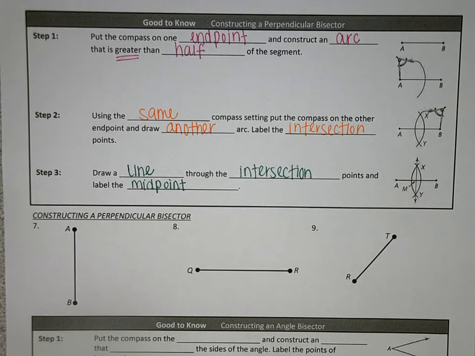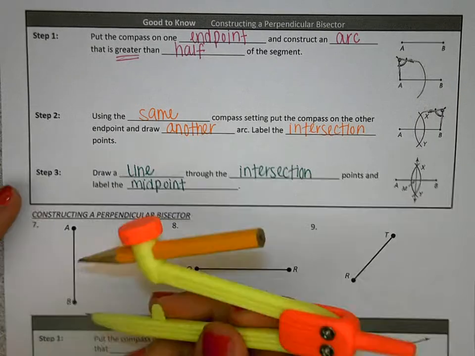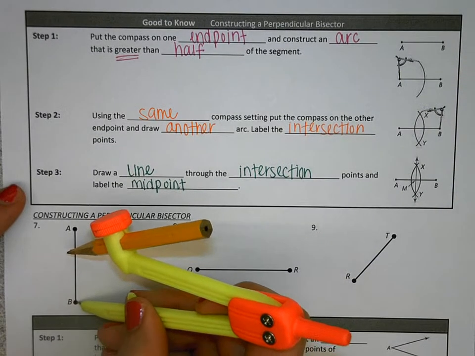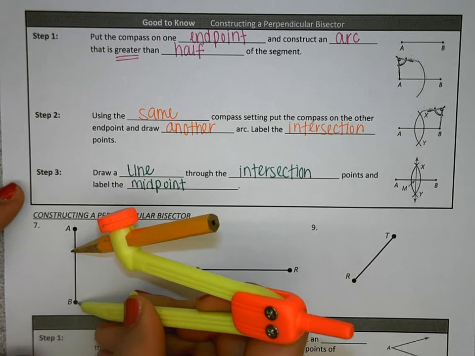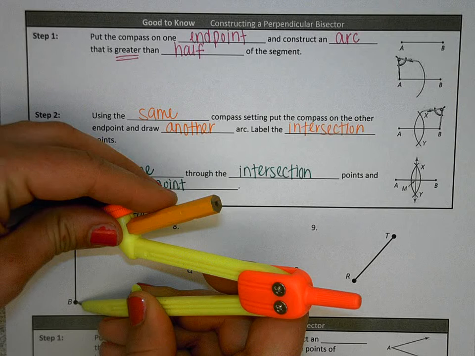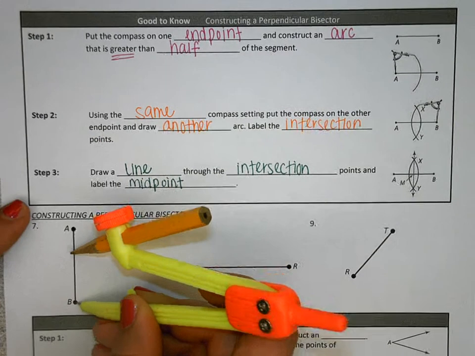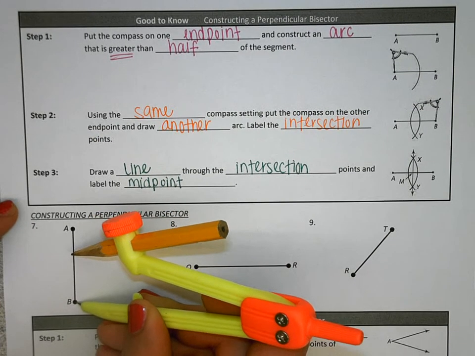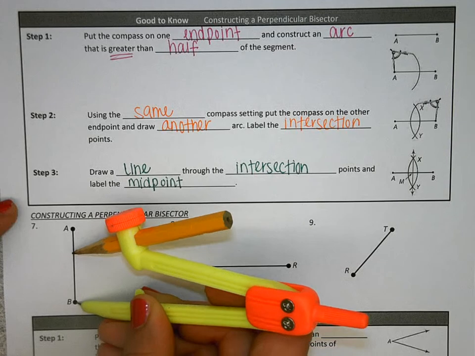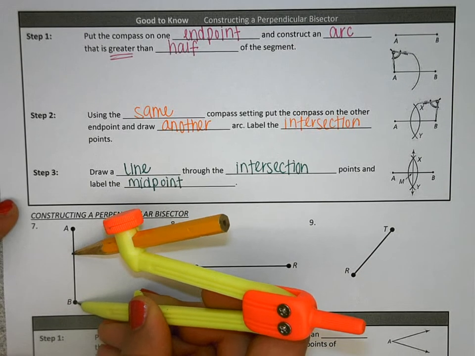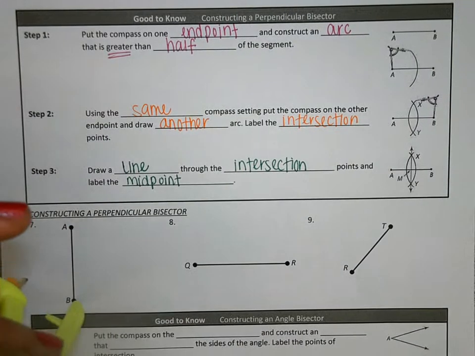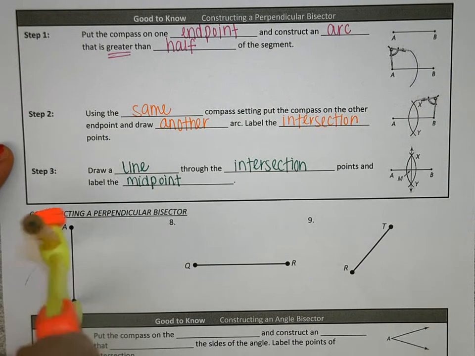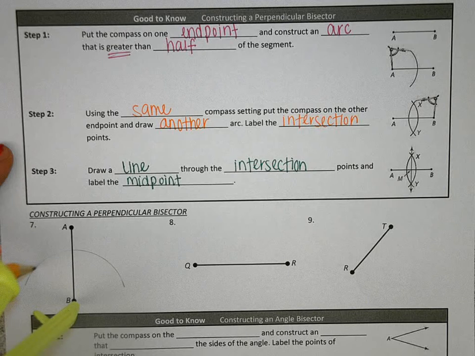This one's fun. Are you guys ready? Take your compass. I'm going to start on B just because it's the lower one, so it's a little easier for me. And open your compass so that it's greater than halfway through. So it has to go past the midpoint. I don't care exactly where it is, it just has to be bigger than half. And very carefully, you want to draw an arc, and it needs to go pretty wide. So it has to be at least a semicircle.